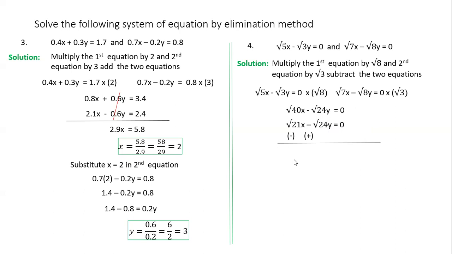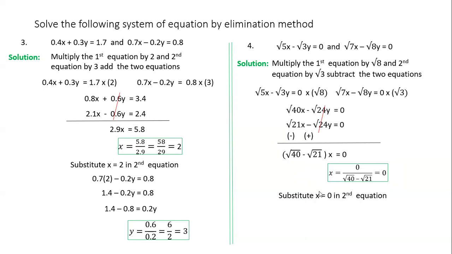Plus minus cancels, this cancels. So it is root 40 minus root 21, x is equal to 0, you are getting. So x is equal to 0 upon root 40 minus root 21, that is equal to 0 only. So x is equal to 0. Now put x is equal to 0 in the second equation: root 7 into 0 minus root 8 into y is equal to 0. Root 7 into 0 is 0, so y is equal to 0 upon root 8, that is equal to 0. So x is equal to 0, y is equal to 0.